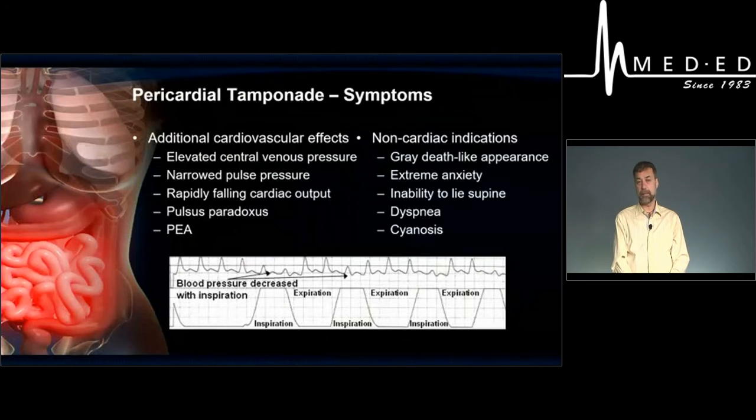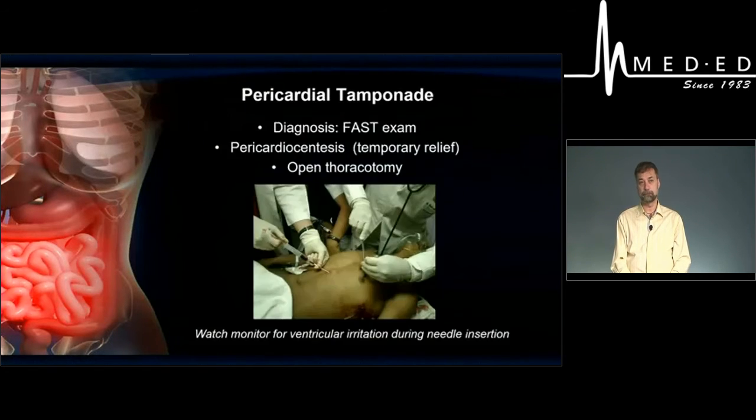A gray death-like appearance, extreme anxiety, inability to lie supine, dyspnea, cyanosis. They tend to be very, very sick when they have a tamponade. Now, tamponades are one condition that we could actually use a FAST exam to diagnose. I talk a little bit more about FAST exams in the abdominal module of this series, so if you've watched that, you may have a little bit of a better idea about FAST exams.